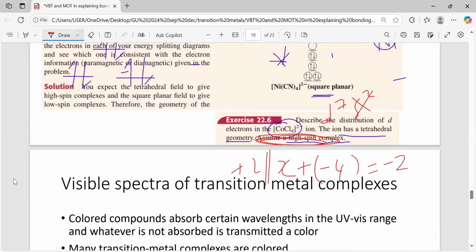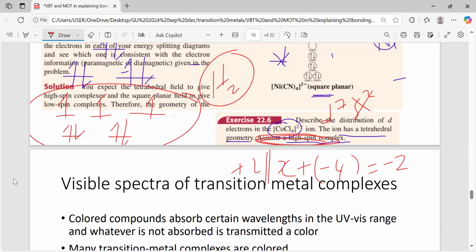So tetrahedral is the reverse of octahedral. So that is our tetrahedral, and there are 7. So it is 1, and we are told it is high spin. So no pairing. Pairing is minimal. So we can jump immediately. So that's 1, 2, 3, 4, 5, then 6, 7. So that is the arrangement, and overall the spin is 1.5.